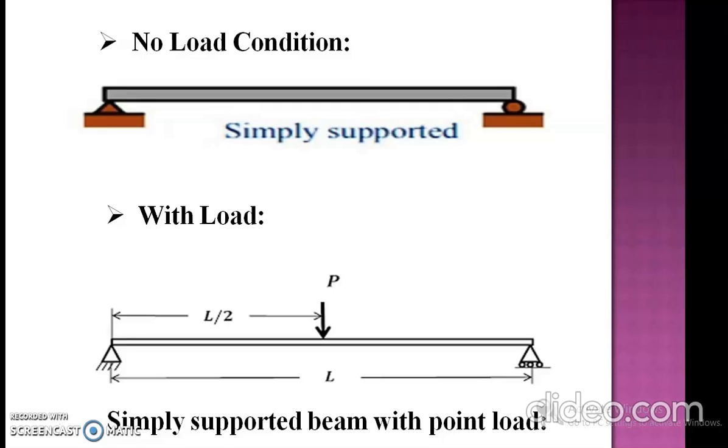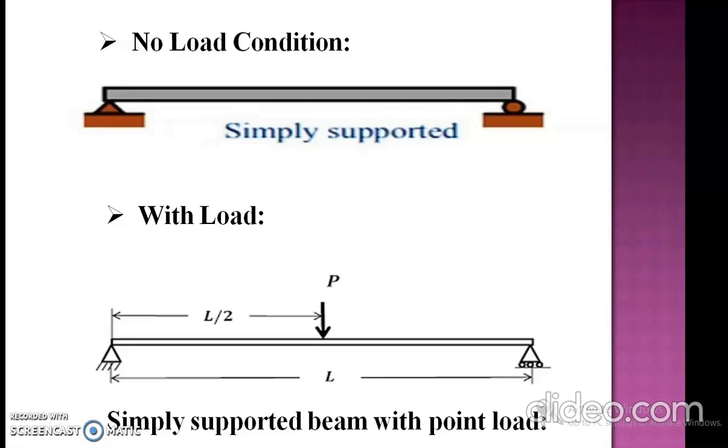The first figure represents the no load condition, when the beam is supported at two ends and there is no load acting over the beam. In the second figure, the beam is simply supported at two ends, and a point load or concentrated load is applied exactly at the center of the beam, which is represented by P.